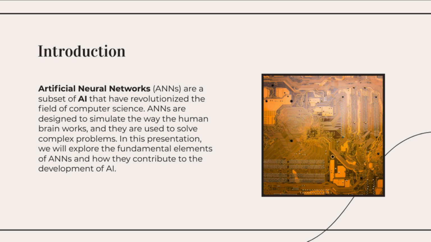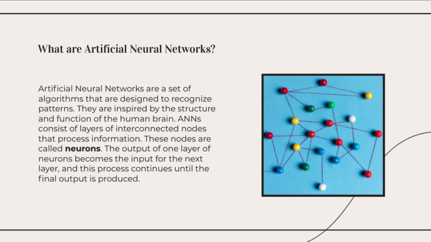2. Neurons and connections. Discuss the basic elements of artificial neural networks, such as neurons (nodes) and connections (edges). Explain how neurons receive inputs, apply activation functions, and pass signals through connections to other neurons.